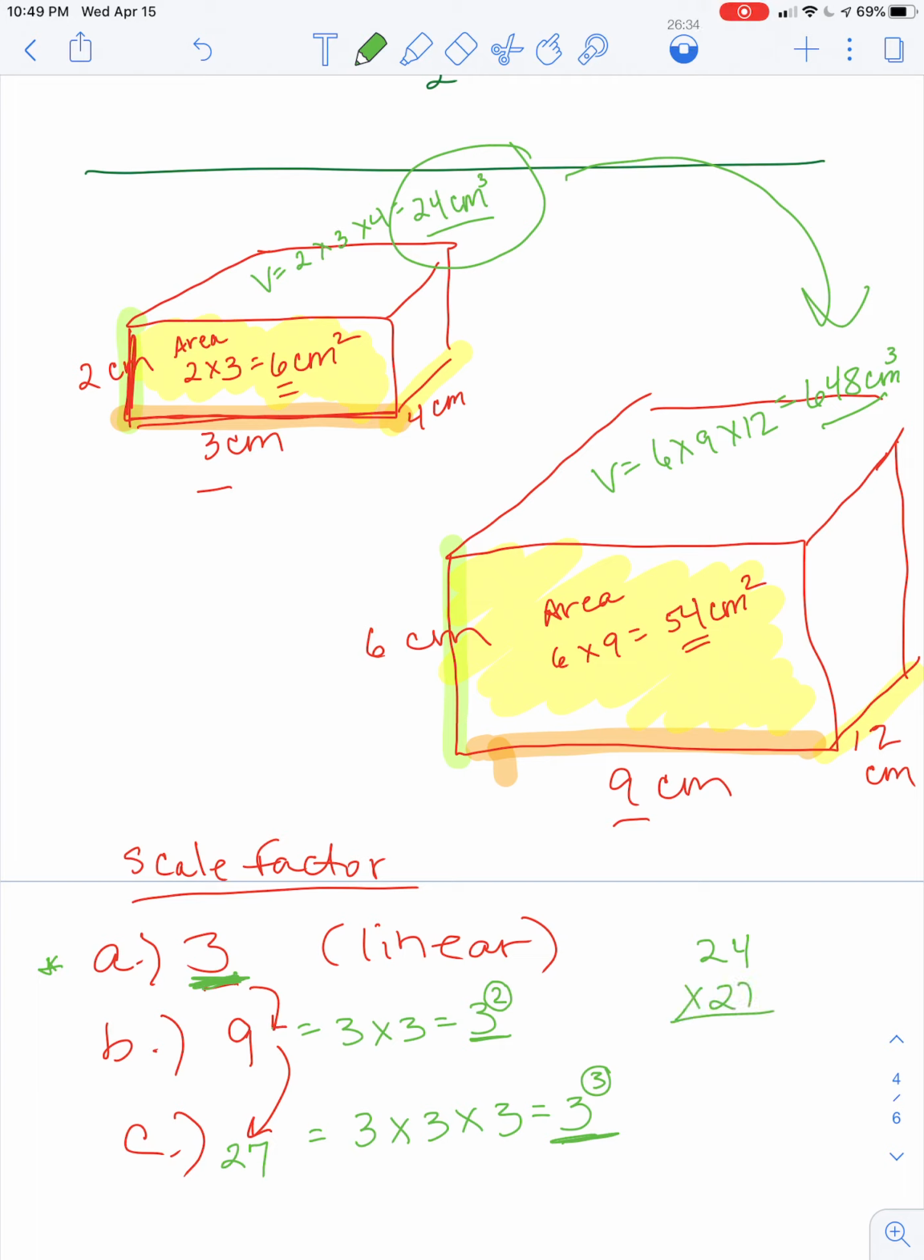Let's see, and you can be working this out on your own on a piece of paper if you'd like to. And I get 648. Check it out, 648. So the 27 represents how many times larger my larger rectangular prism is than my smaller one.